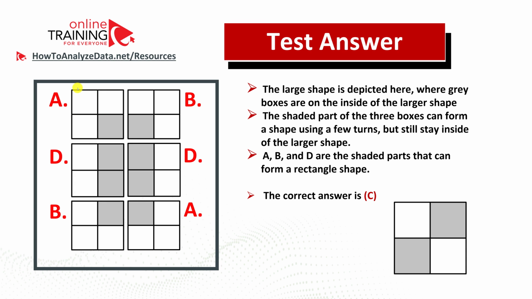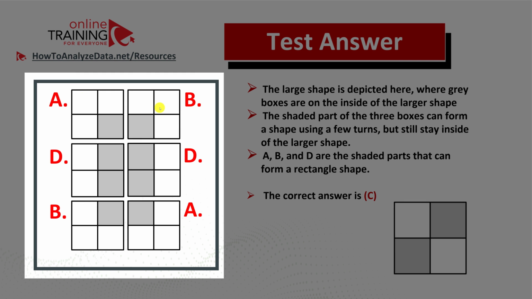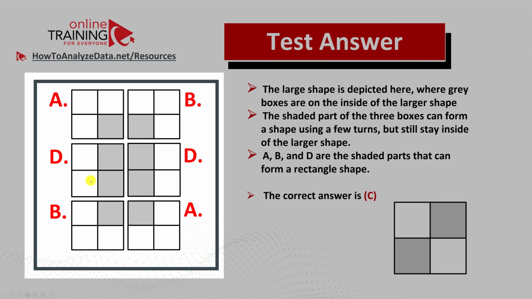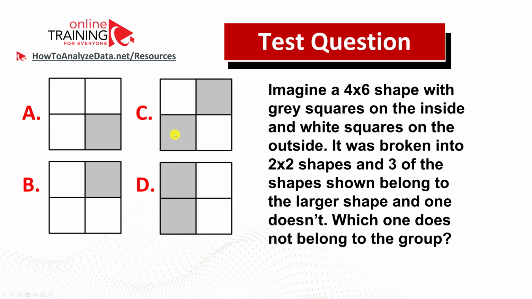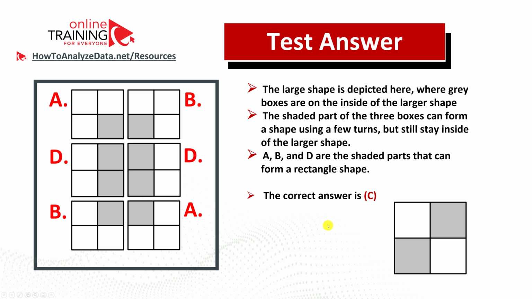As you might be well aware, a visual is worth 1,000 words or more. In this case, this is the 4x6 shape with the gray boxes on the inside and the white boxes on the outside, and it was broken down into 2x2 shapes. If we go back to the question, you see that the choice A is represented right here if you flip the box in the bottom right corner of the screen. Choices B are in the opposite corners, and choices D are in the middle. But what you see is that choice C is not represented here anywhere. So the correct answer here is choice C.